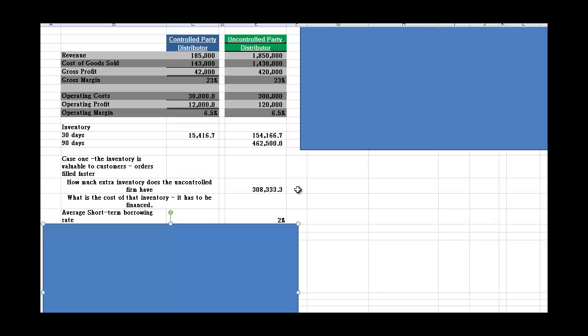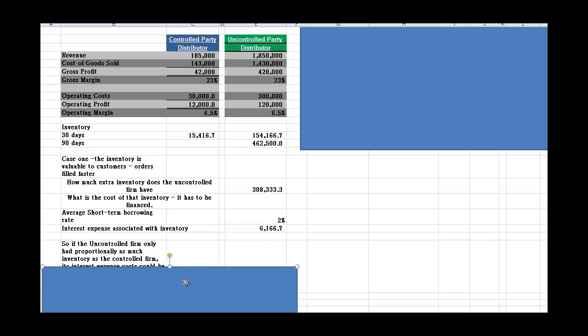Now, if that extra inventory is adding real value to the customer, they're going to be able to raise their price for that inventory. But that inventory comes at a cost. They're going to have to actually finance holding that inventory. And in this example, I've assumed that that cost would be 2% per year. So they will be charging more for the inventory that they have, and we can figure that out, that the cost of that would be the 2% times the extra amount of inventory.